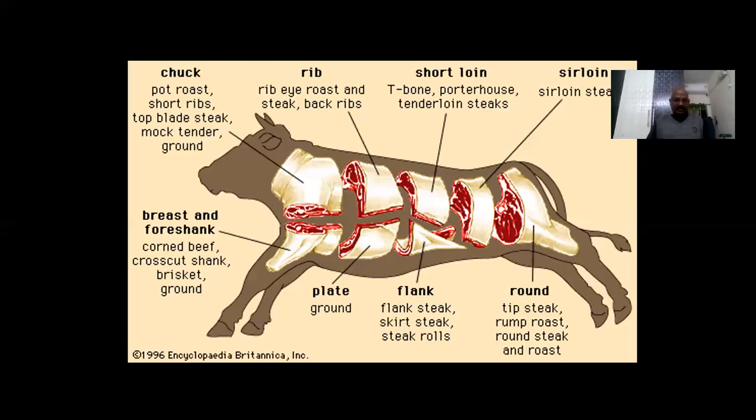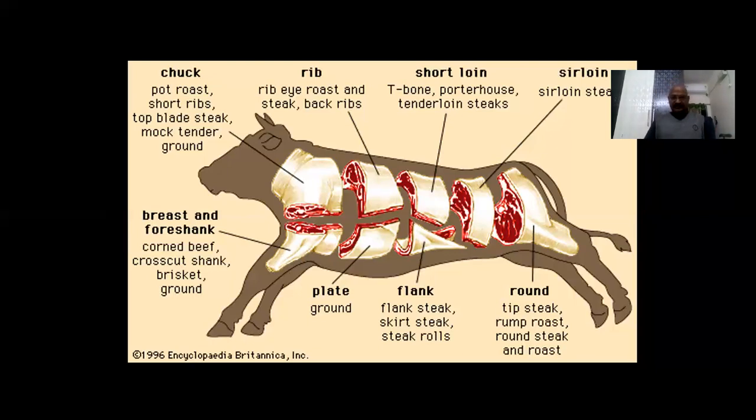Breast and foreshank, below the front legs. Corned beef, cross-cut shank, brisket, and ground beef are the retail cuts that come from the breast. And plate: plate comes from the part below the rib. That is good for ground meat, because the belly has no bones, no skeleton. It is good for making keema.